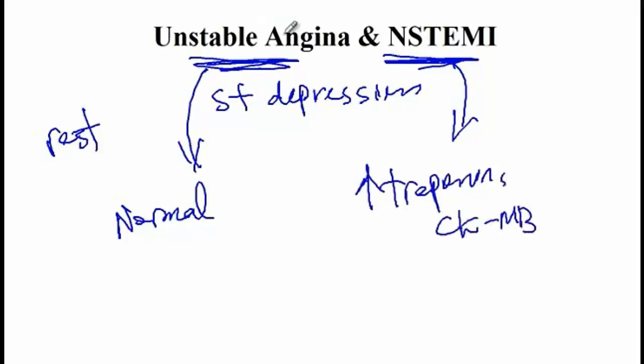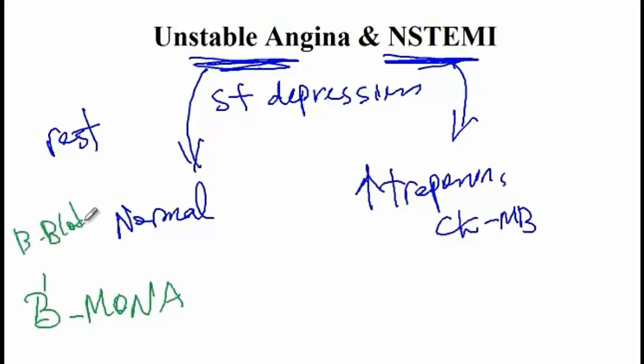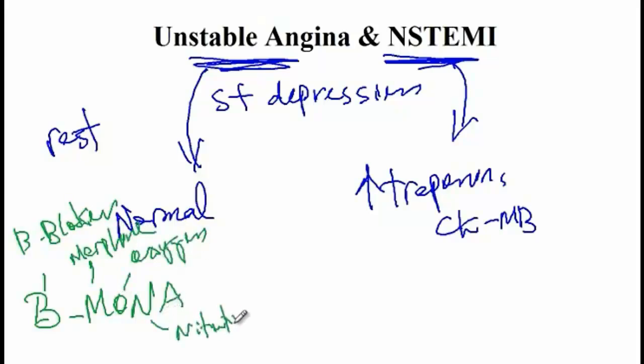And then the treatment options for both of these conditions are the same. You will have to treat them with BMONA. B goes for beta blockers, which decrease the work of the heart. M for morphine to help relieve the chest pain. O for oxygen to increase the delivery of oxygen to the heart. N for nitrates, which cause primarily venodilation, thus there would be a decreased level of blood that goes to the heart, decreased preload, and thus decreased work of the heart. And then you can also give them aspirin.